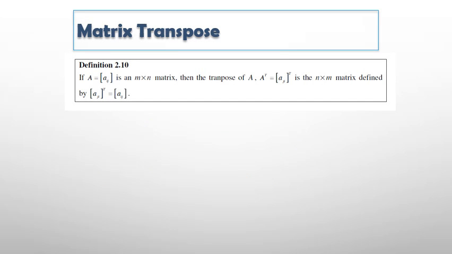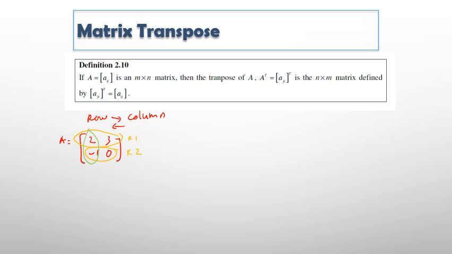Next is the matrix transpose. What happens if we transpose a matrix? Transpose means rows become columns and columns become rows. What does that mean? For example, if we have a matrix A equals 2, 3, -1, 0, you see this is row 1, and this is row 2.